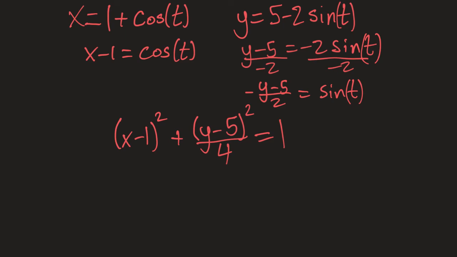And what you should see when you plug it into that Pythagorean identity is we're left with x minus 1, squared, plus y minus 5, squared, over 4. Now that minus sign that was out front of our sine just disappears. When you square something, a negative times a negative becomes a positive. So we don't even have to worry about that.